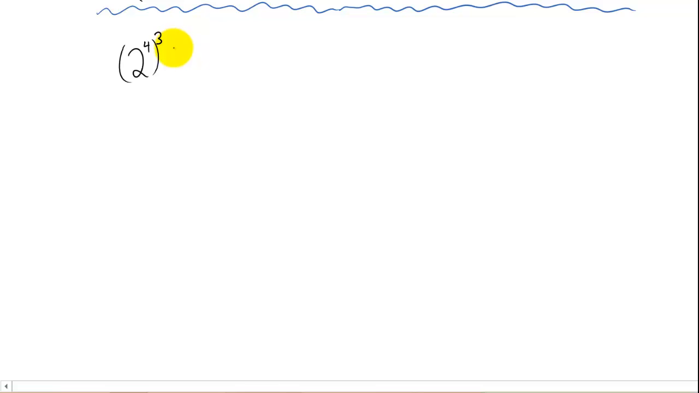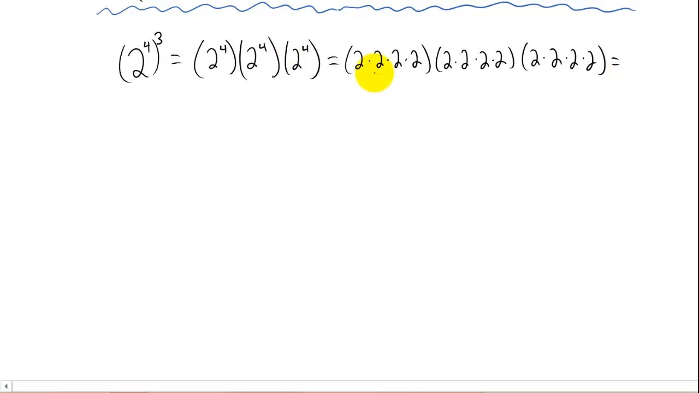Now what does that actually mean? Well, it means that we have 2 to the 4th multiplied by itself 3 times. So if we wanted to, and we certainly don't want to every single time, but in this example we can write out the 2 to the 4th, 2 times 2 times 2 times 2. We write that out 3 times.